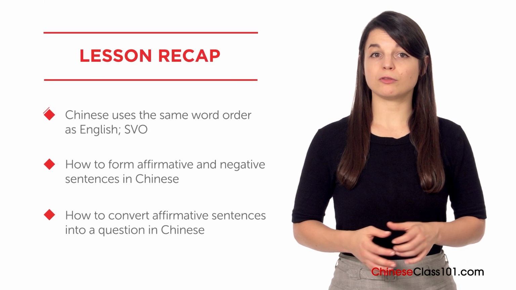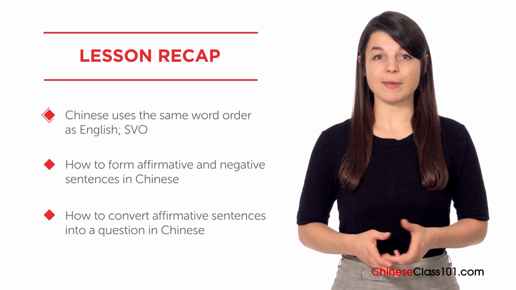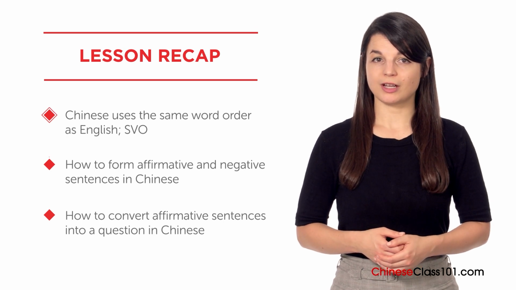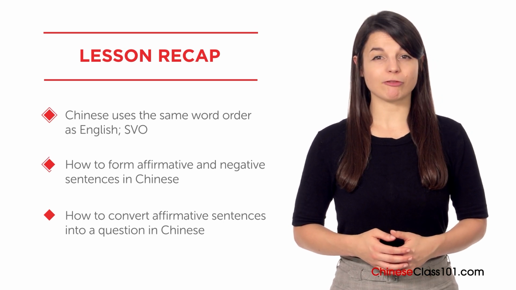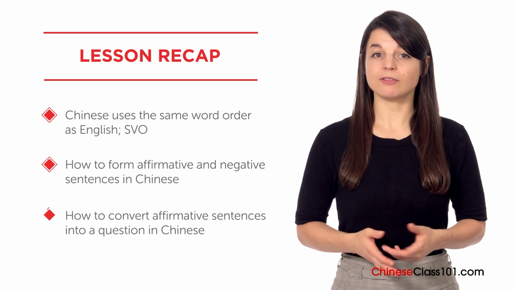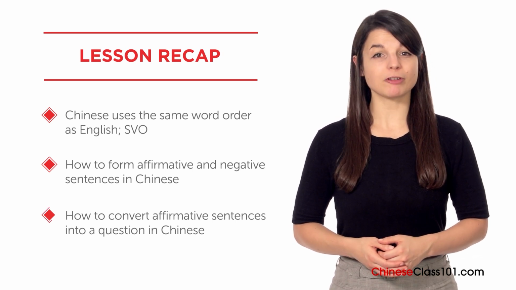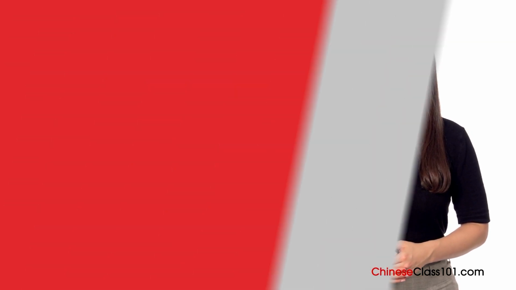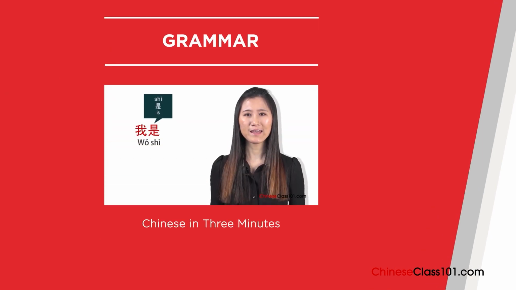In this lesson, you learned that Chinese uses the exact same SVO word order as English. From this, you learned how to form affirmative and negative sentences. And finally, you learned how to convert an affirmative sentence into a question. We've covered only the very basics of Chinese grammar.